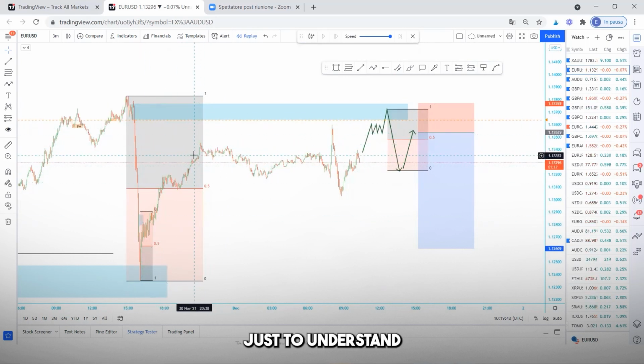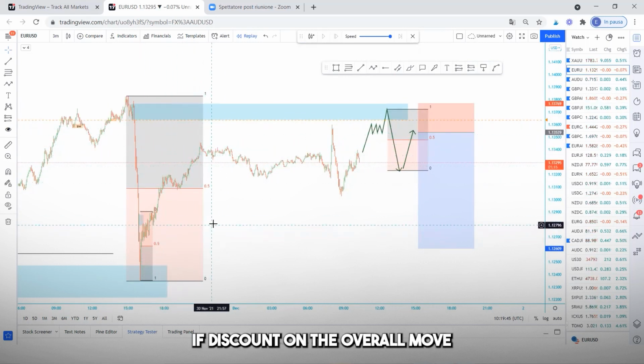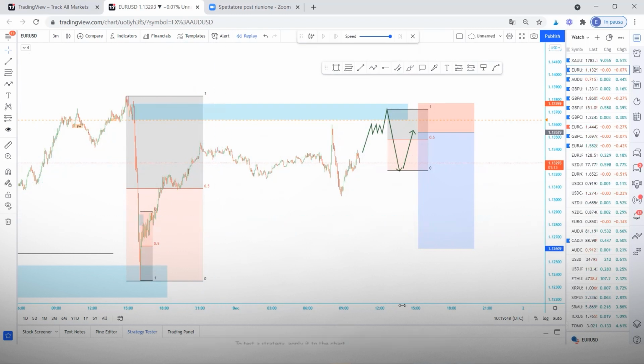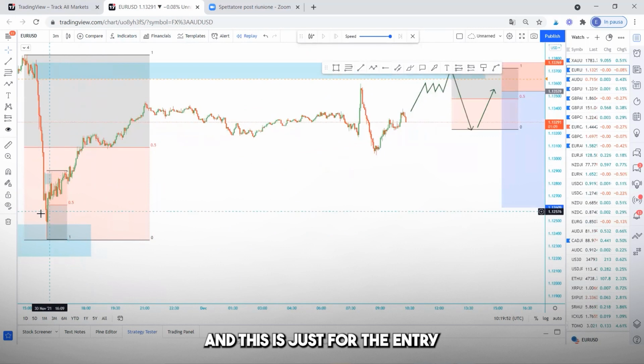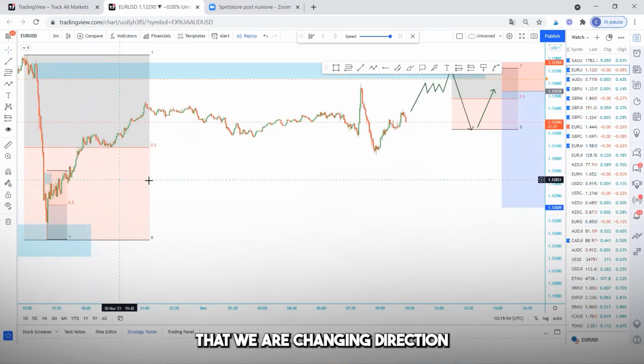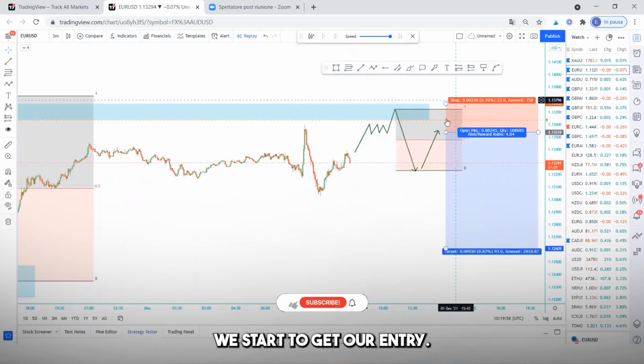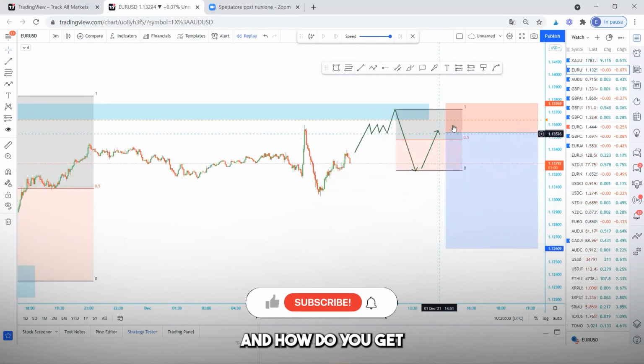Okay, so premium and discount inside the premium and discount, but the bigger one is the overall one, just to understand if we are at premium and if we are at discount on the overall move, while these two, this and this, is just for the entry. After we have confirmation that we are changing direction, premium and discount to get our entry. And how do you get your entry?